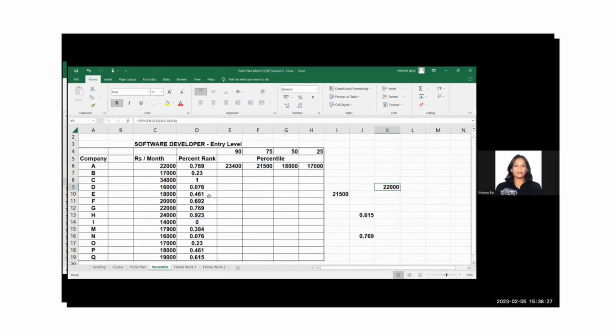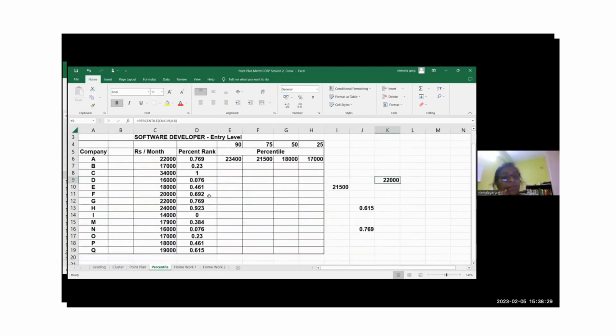So I have gathered data from companies A, B, C, D, F, G, H, I, J, K, L, M, N, O, P, Q. These are all the companies. And what data did I pick up? I picked up the monthly salary of the software developer per month. What are they paying? These are my peer companies.